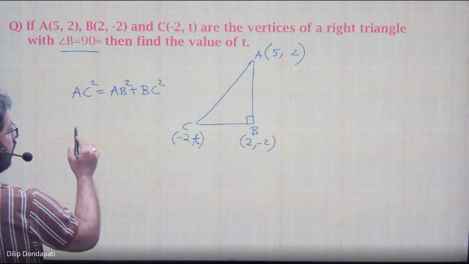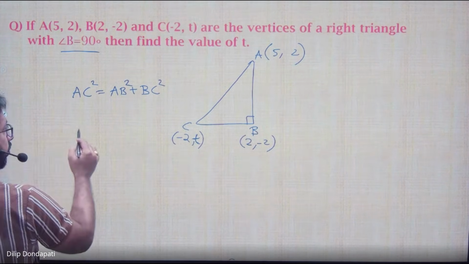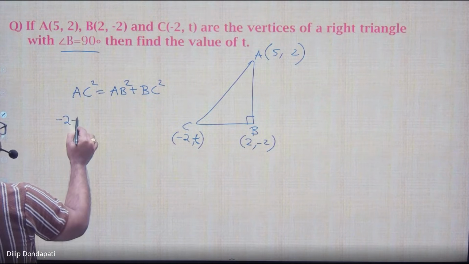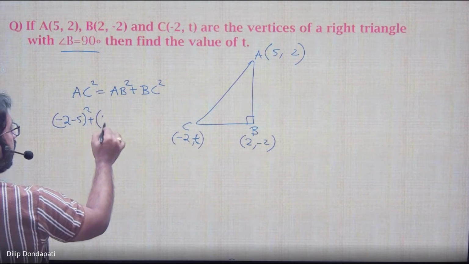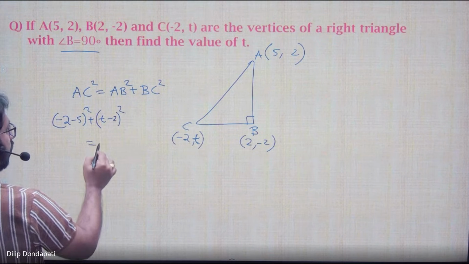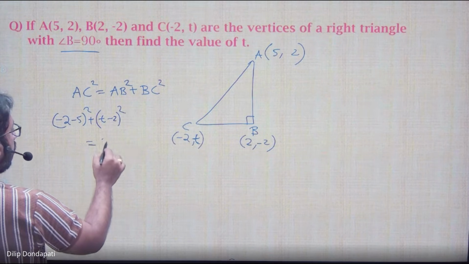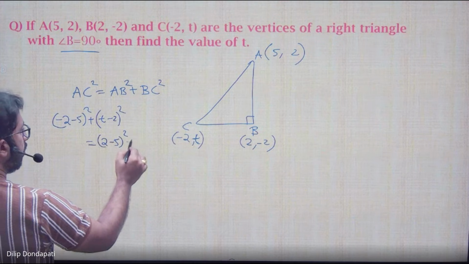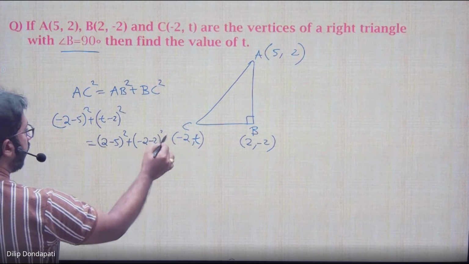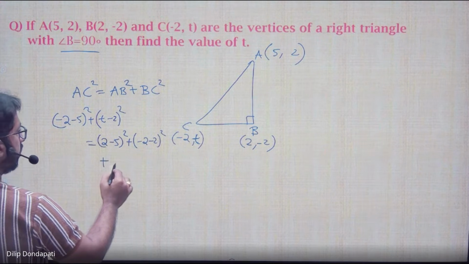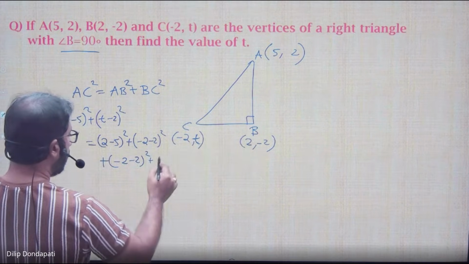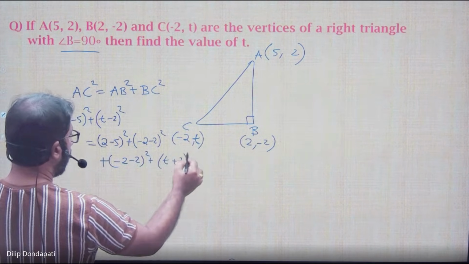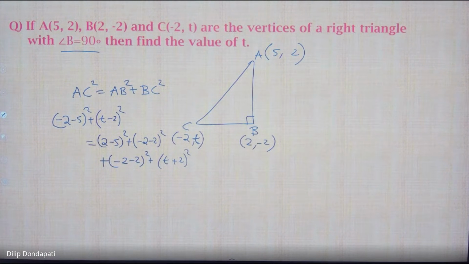What will AC be? x2 minus x1 whole square, so (-2 -5) whole square plus (y2 minus y1) whole square. So (T -2) whole square is equal to AB square, meaning (2 minus 5) whole square plus (-2 -2) whole square, plus BC square, meaning (-2 -2) whole square plus (y2 minus y1), (T minus of minus plus 2) whole square. Solve. The root gets cancelled, the root gets square, the root of the square gets cancelled.